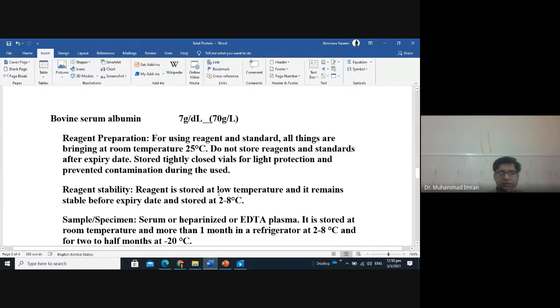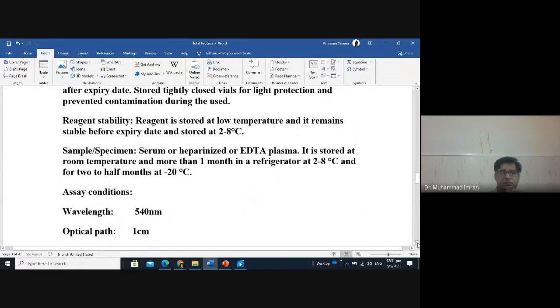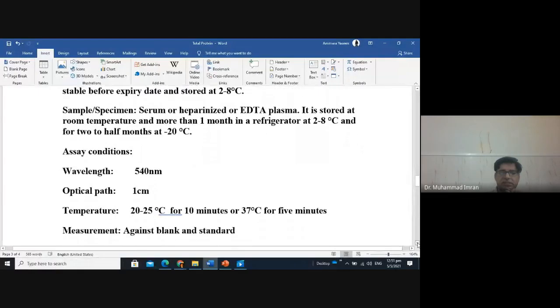Reagent stability: the reagent is stored at low temperature because it remains stable before the expiry date, stored at 2 to 8 degrees centigrade. Sample specimen: serum or heparin or EDTA plasma. It is stable at room temperature for more than 1 month, in a refrigerator at 2 to 8 degrees centigrade, and for 2.5 months at minus 20 degrees centigrade.